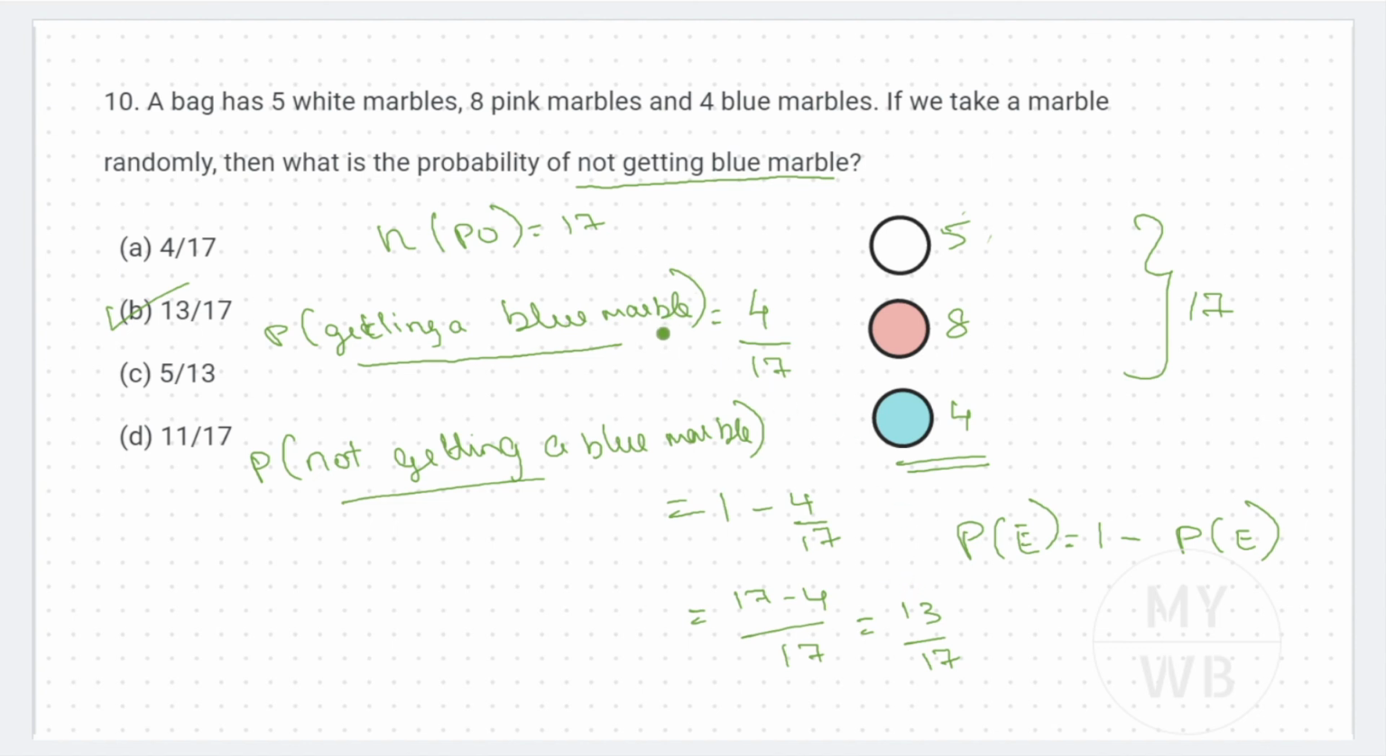So there are two methods. You can follow whichever you find it easier. Answer will be the same.